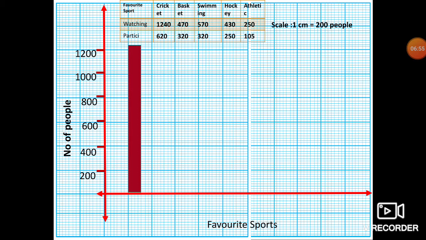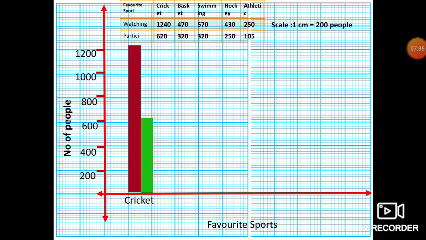You can see 1200, then 1240 is between 1200 and 1400. The next number is 1400, and between them the middle number is 1300. 1240 is below 1300. From your graph paper you can see it very clearly. Then participating is 620, above 600 and below 700. Okay, then you write there cricket.